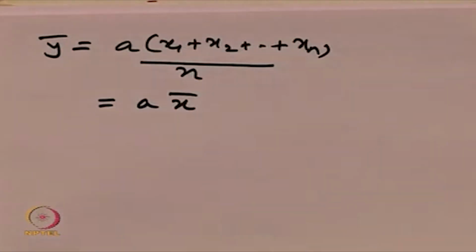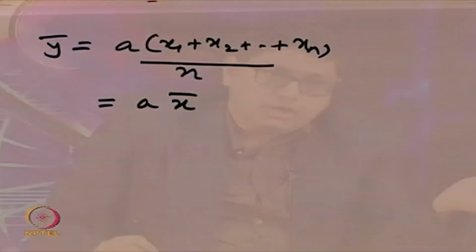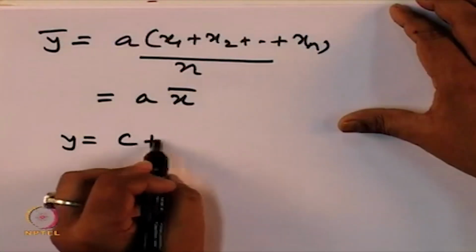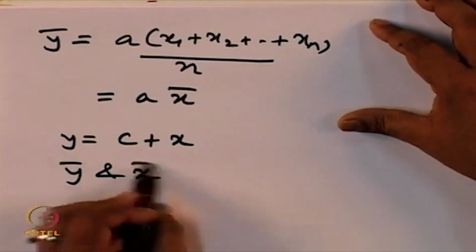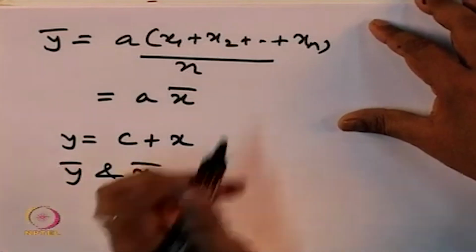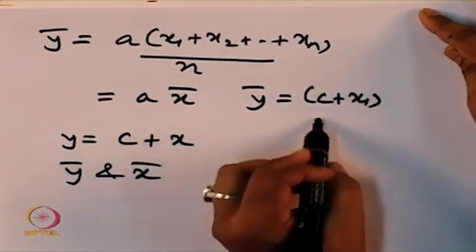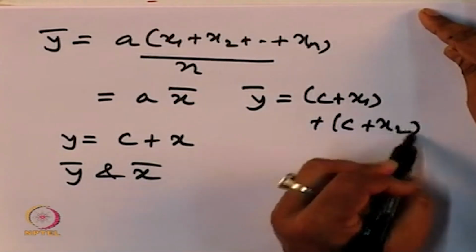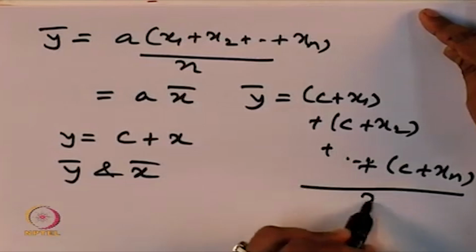So, this tells you that when you have a prefactor which is multiplied on a variable x, then the average of the new variable y is simply the prefactor multiplied by the average of x. Okay. Now, let us do another simple transformation. Imagine y is nothing but c plus x. Okay. So, I want to ask what is y bar and x bar, how are they related. You can do the same exercise, but y bar is now c plus x1 plus c plus x2 plus c plus xn by n.